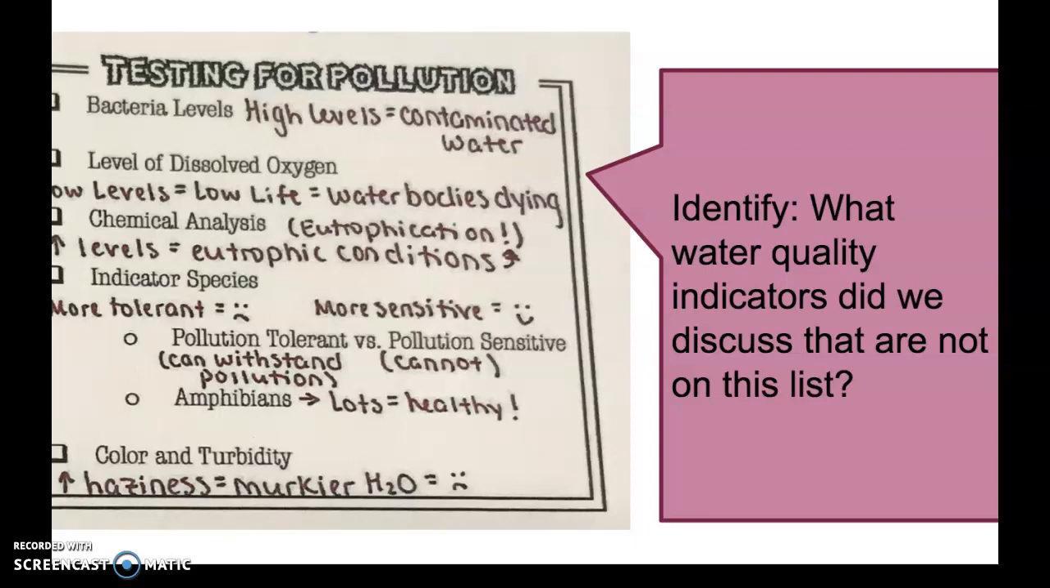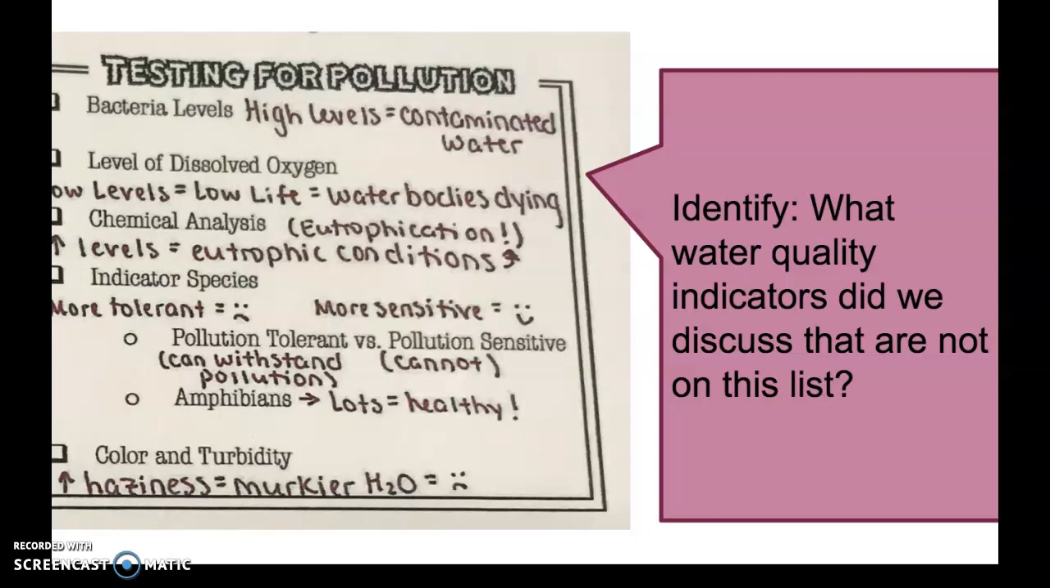Things need oxygen to survive. If there's not enough oxygen, there's not many organisms. And usually when there's not many organisms, that tells me that the body of water is dying. We call that hypoxic, I believe. A chemical analysis: we're going to check our chemical levels, like our nitrates and our phosphates. Remember we talked about those. We're going to see if eutrophication is happening.